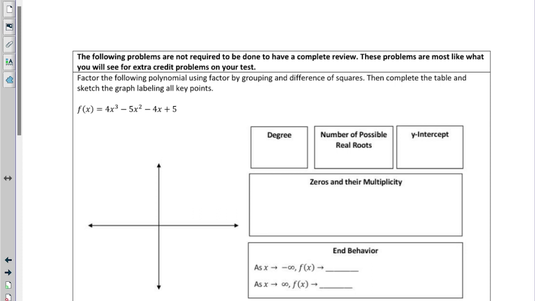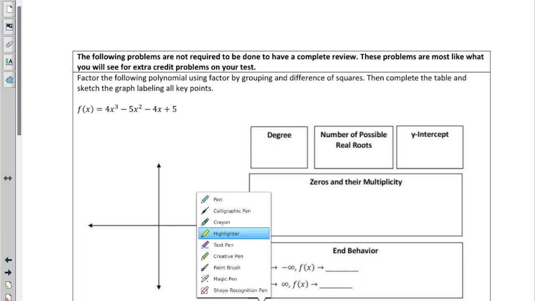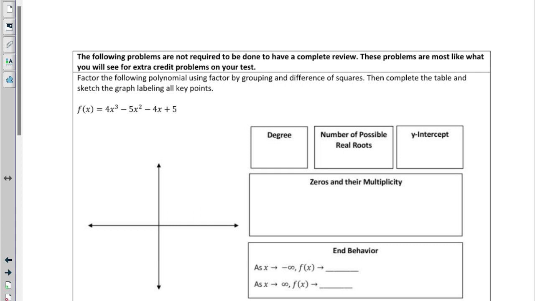All right, next one. Here we go. The following problems are not required to be done to cover a complete review. I guess that's true. I don't know. You can do them if you want. But this is all old stuff. This is like module 1 stuff. This is graphing. Well, actually, this one kind of isn't. This is a little bit of combination.